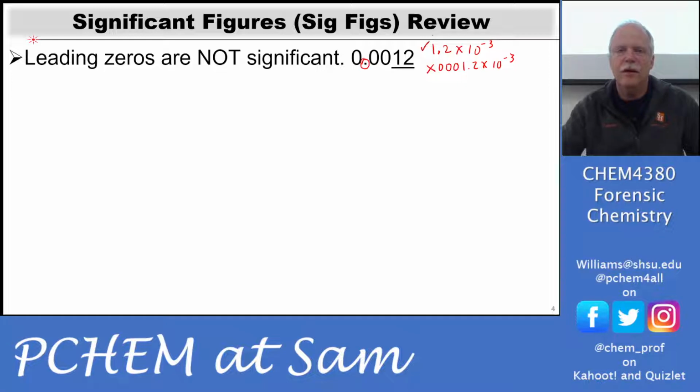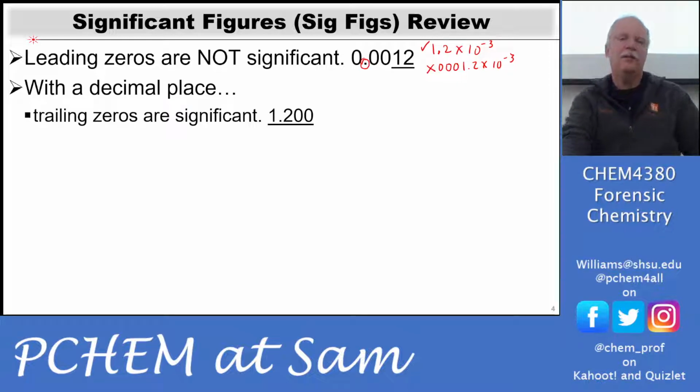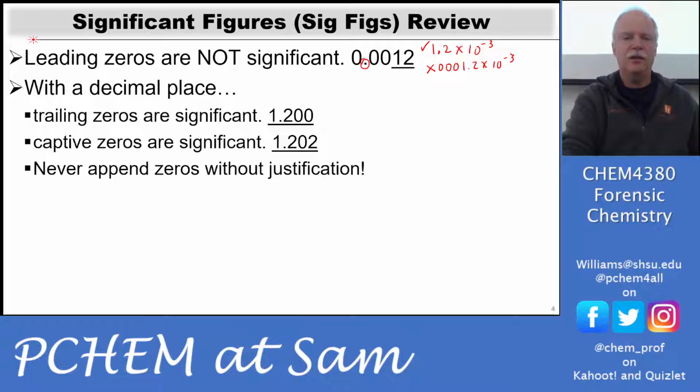This is right. Okay. Now, if you have a decimal place anywhere in those numbers, those trailing zeros are significant because it's communicating to us that it has measured this out to the 3rd decimal place. So those trailing zeros are significant. And then any zeros in the middle are obviously significant, so we would keep those as well. It's only those leading zeros that are not significant.